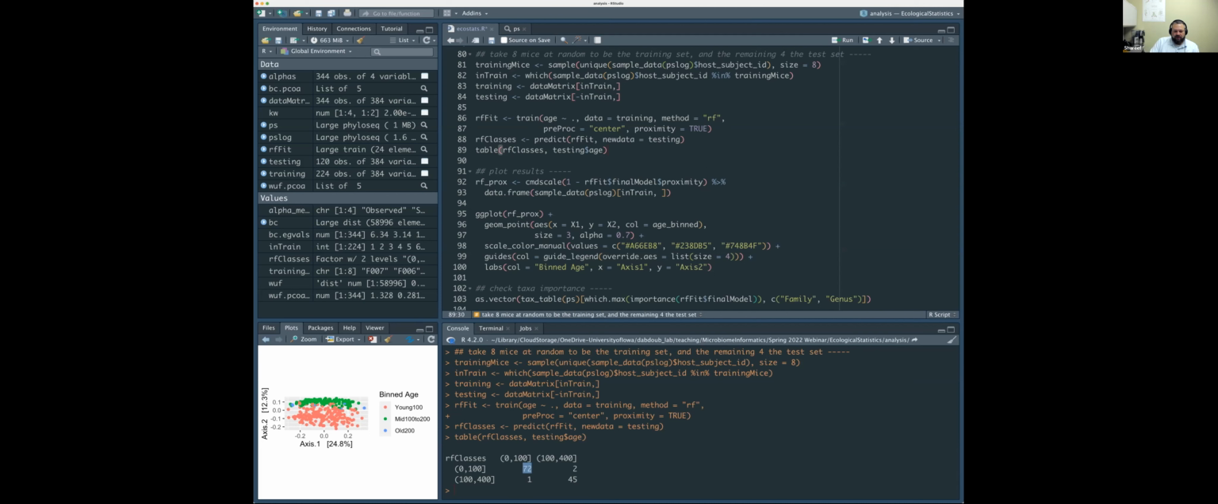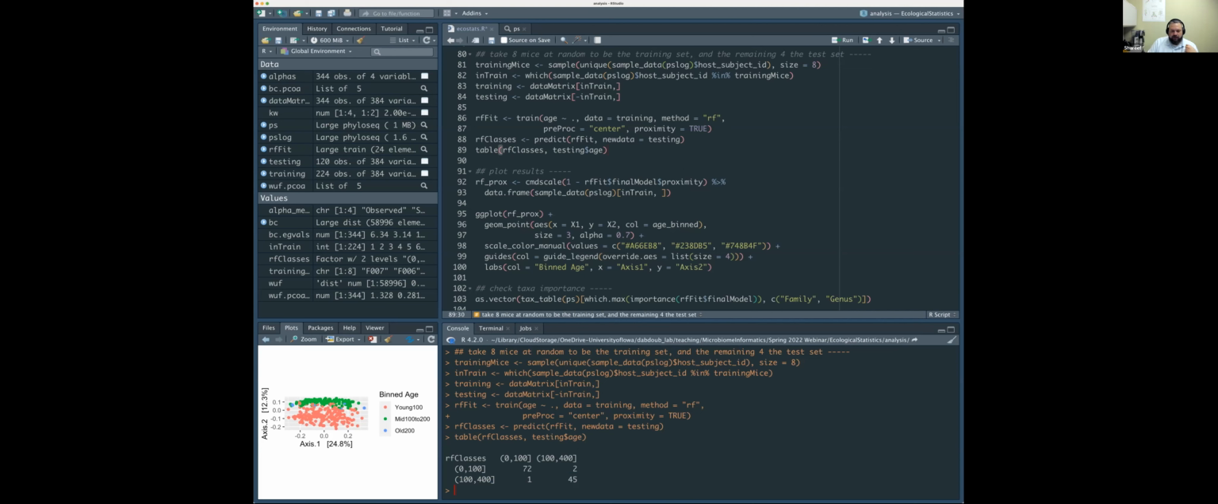So what this tells us is that 72 of the young mice samples were correctly predicted. So 72 of the samples that had the young mouse label were predicted as being a young mouse, and 2 of the samples that had an old mouse label were predicted as young. And on the flip side, one of the samples that was a young mouse was predicted to be an old mouse, but 45 of the older mice were predicted by the model to be older mice.